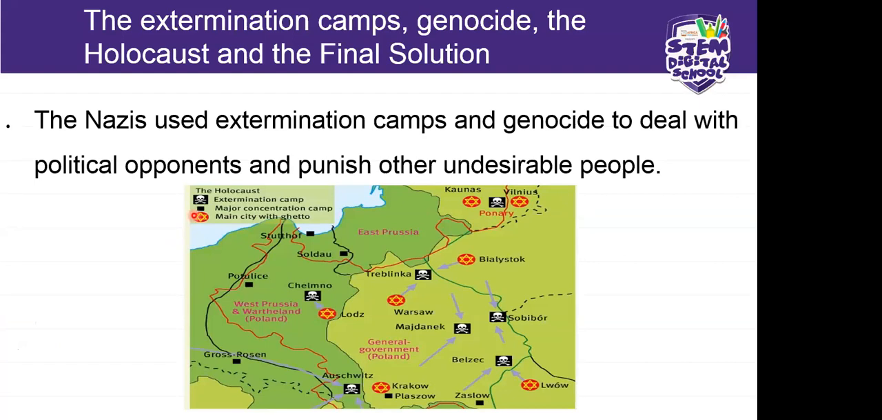Okay, let's start by looking at the extermination camps with this skull. These are the extermination camps that were established. All of those ones, they are extermination camps. And then there were major concentration camps, the black squares here, found here, and also here, and also down there. Those were concentration camps. And we have the main cities with ghettos here, and there, and there, also there, and there. So this map is just showing the location of the extermination camps and the concentration camps and the main cities themselves.